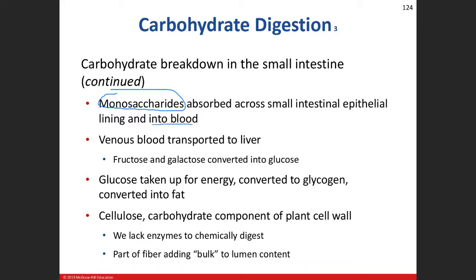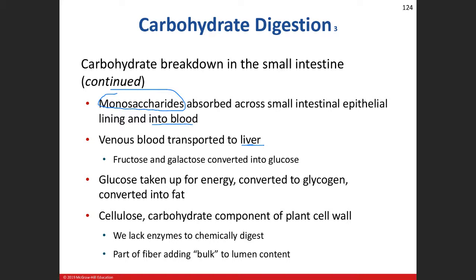And where are they going to go? Right into the blood. So they go to the blood, they circulate around, they eventually make their way to the liver. Now remember, if we have sucrose and lactose, it involves some other types of monosaccharides, fructose and galactose. No problem. Guess what? The liver can convert fructose and galactose into glucose for cells.